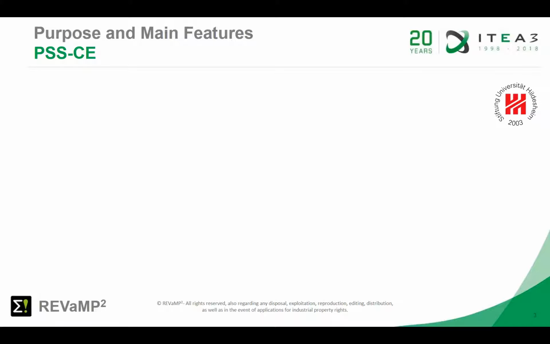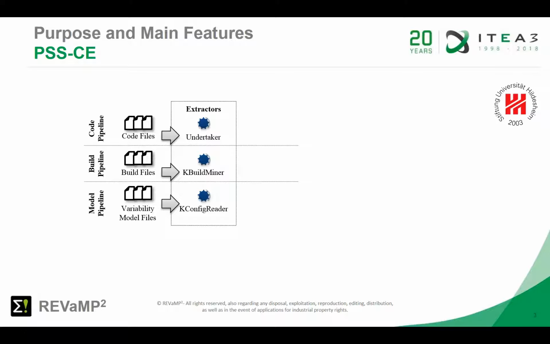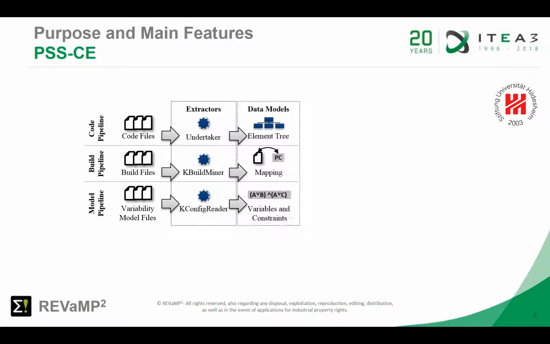KernelHaven considers variability information in code, build, and variability model artifacts. The architecture therefore consists of 3 extraction pipelines. For each pipeline, specific extractors can be used to extract relevant information from the respective type of artifact. In this case, we use the Undertaker code extractor, the kbuild-miner build extractor, and the KConfig variability model extractor, which create the necessary internal data models on which our co-evolution support plugins operate.